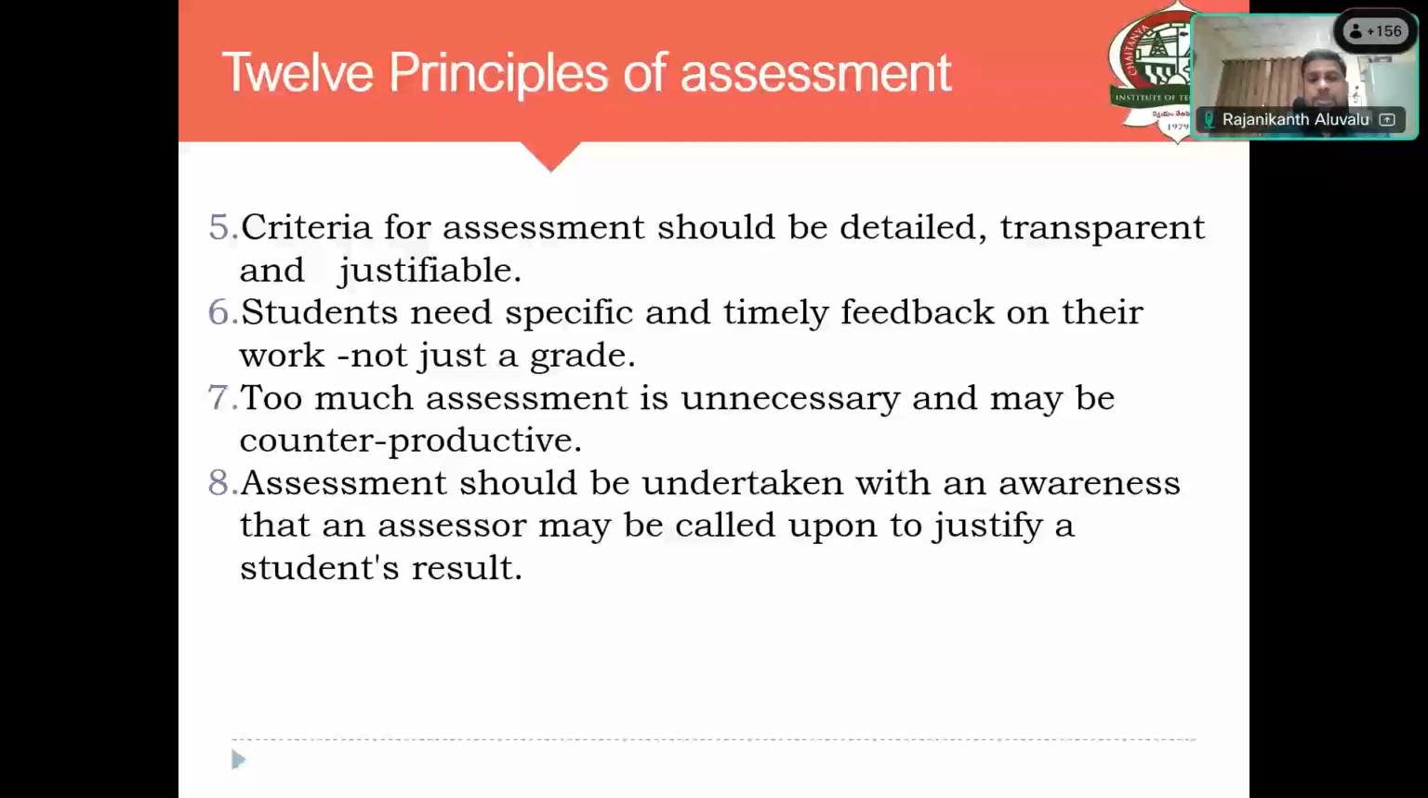The next important principle is assessment should be undertaken with an awareness that an assessor may be called upon to justify the student result. Yes. So when you are assessing them, when you give some score, maybe your superior, maybe the student, maybe a stakeholder, when they ask you to justify your assessment, you always need to be there in such a situation. If you fail to justify, it means you have not done the proper assessment. So this is another important principle which we have to strictly practice.